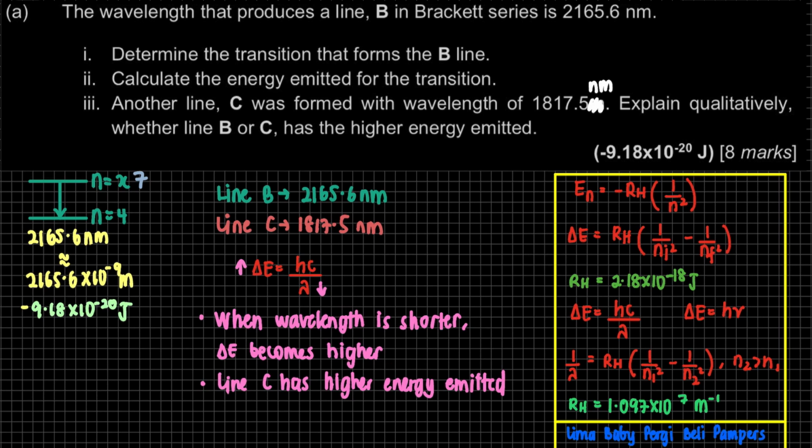Emitted means produced. Again, when the electron falls from higher energy level to a lower energy level, energy is produced in the form of light. Is emitted in the form of light. Okay, so that's the last question for question 2A.